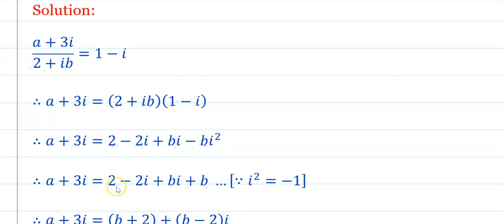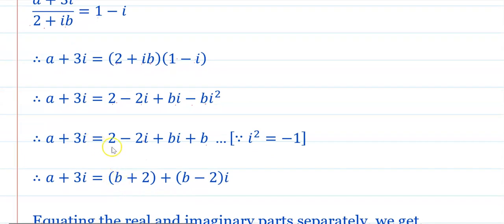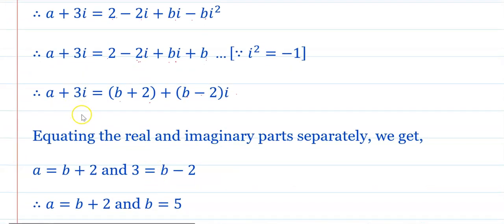Further, look, this is a 2 and this is a real part, this is also a real part. 2 plus b or b plus 2. This is imaginary, imaginary. Take i as a common. Then in bracket you will get (b minus 2) complete into i. Again equating real and imaginary part. Again the same. a is equal to b plus 2. 3 is equal to b minus 2.